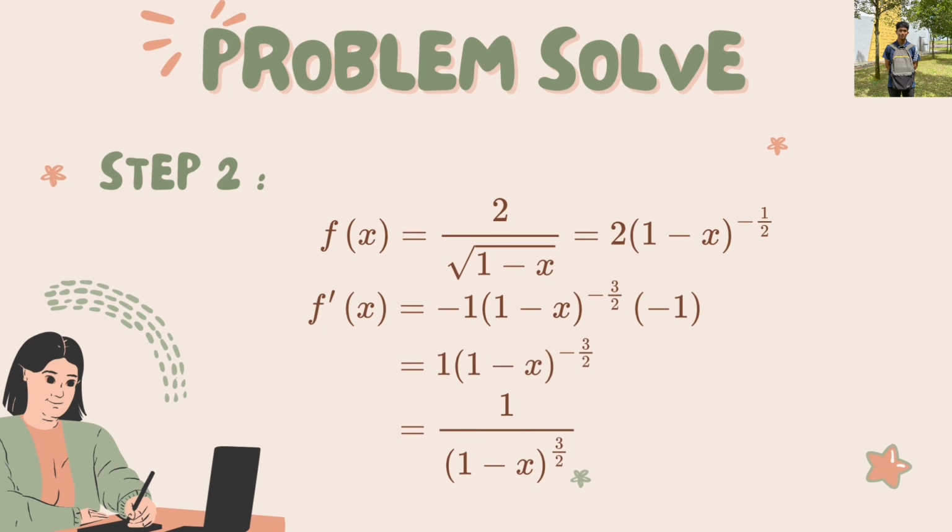Now for step 2, we must find the f'(x), right? Now given f(x) is 2 over square root of (1 − x), and we can change it to 2 in bracket (1 − x), and the power is −1/2. Okay, now we can differentiate and we get 1 over (1 − x) to the power of 3/2.